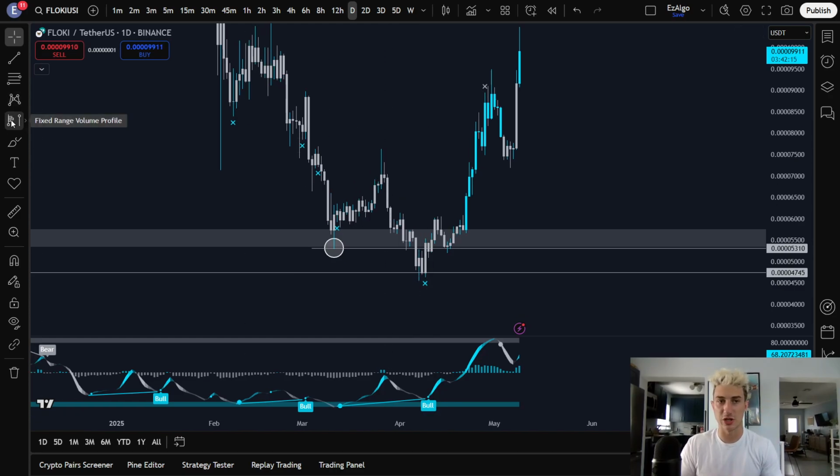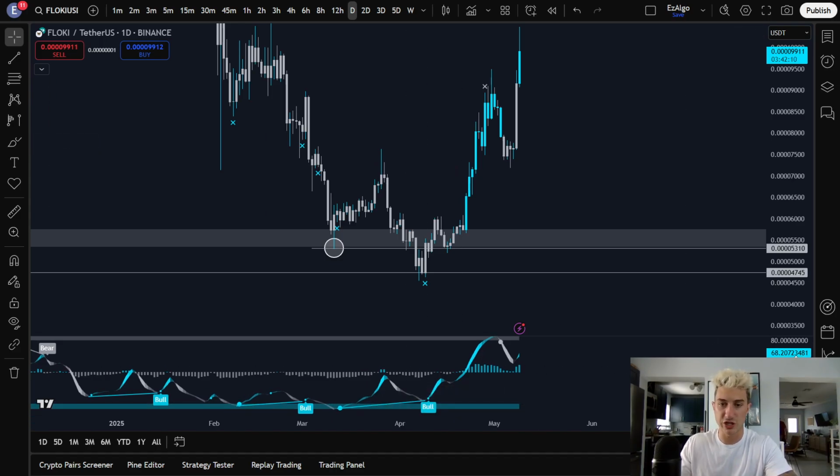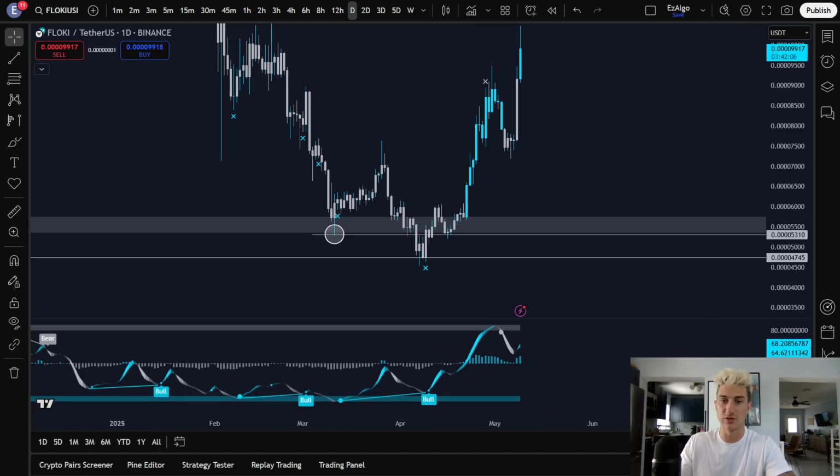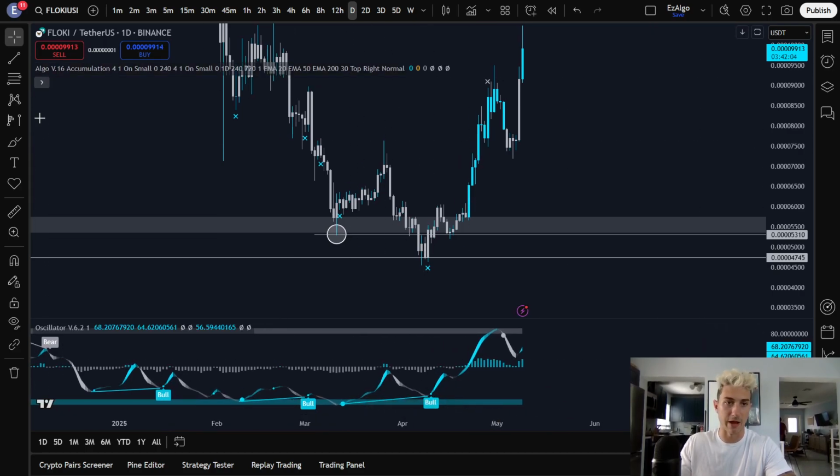The second condition that must be met for you to enter a failure and reclaim is a bullish divergence. This was the main reason why I entered this trade, and obviously this is using my Easy Algo indicator, right? My oscillator here, which is a momentum indicator that I have custom coded.